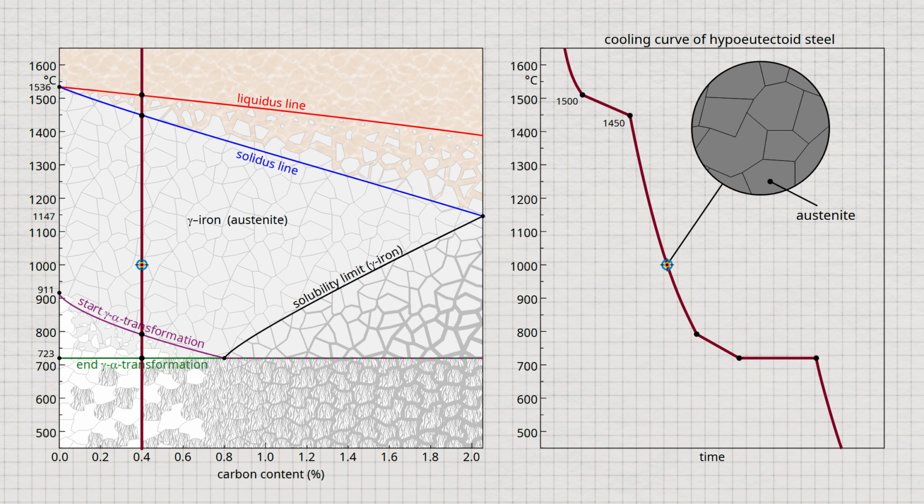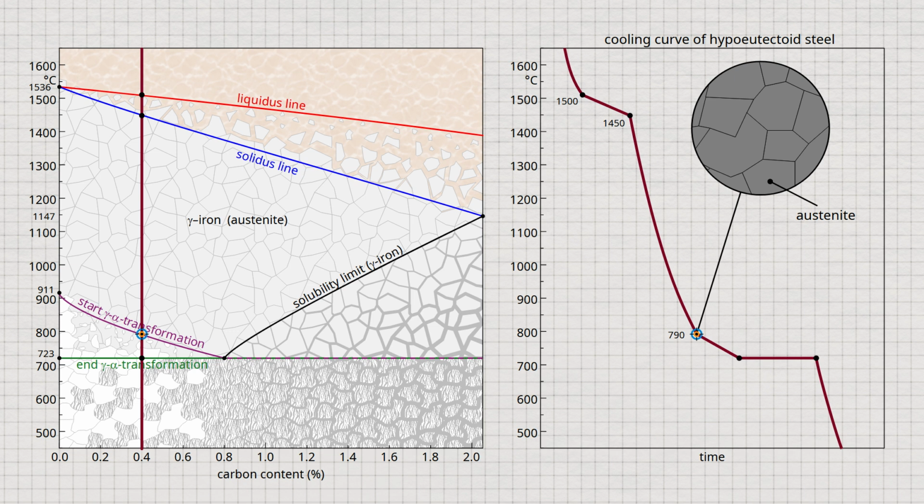The microstructural transformation of a hypoeutectoid steel is therefore not determined by the solubility limit, as is the case with hypereutectoid steels, but by the onset of the gamma-alpha lattice transformation. In a hypoeutectoid steel with 0.4% carbon, the gamma-alpha lattice transformation starts at about 790 degrees Celsius.